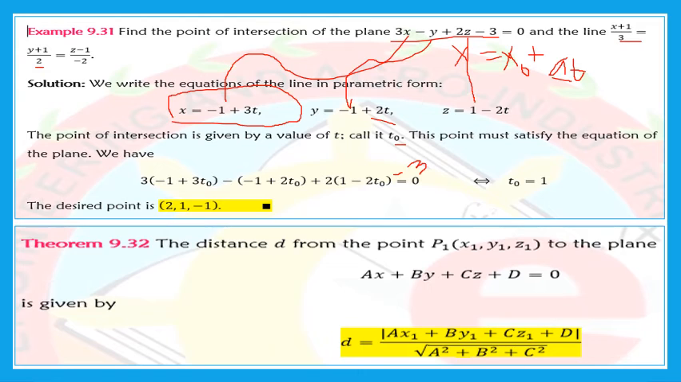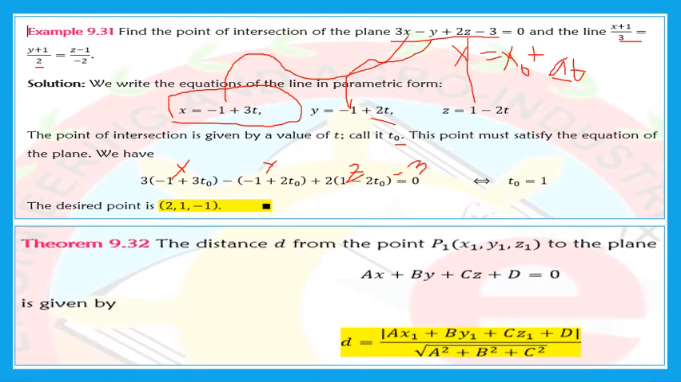If we substitute t sub o equals 1 here, negative 1 plus 3 times 1 becomes positive 2. This is the x. Then this one is what we got when we replaced the variable y. And this one is our z. So the same with x, y, and z. Our desired point is 2, 1, negative 1, at t sub o equals 1.